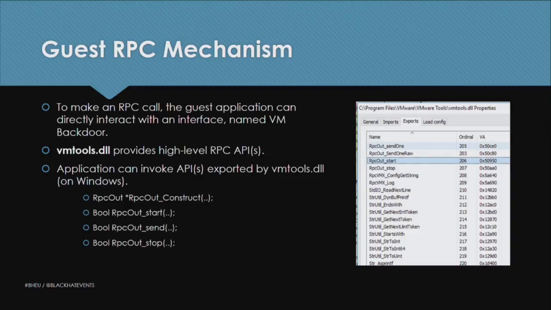The next option is that it can use the existing APIs that VM Tools provides to the application. VM Tools actually comes with a DLL known as vmtools.dll. It exports many APIs that you can see here. These are mostly RPC-related APIs. So any application can use this DLL and the exported APIs to communicate with the RPC channel.